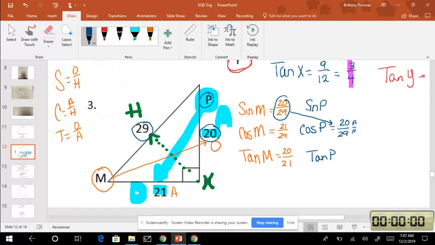Sine of P is the same thing as the cosine of M. So you don't even have to recalculate it if you don't want to. 21 over 29. And we'll show you here. For sine, it's opposite, and from angle P, the opposite side is 21. The hypotenuse is still 29. For tangent, you just flip the tangent you already have. So it's 21 over 20.